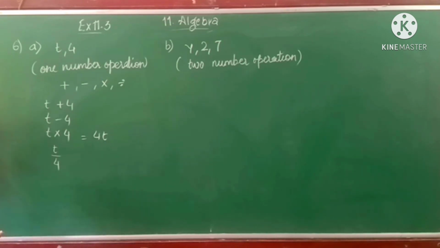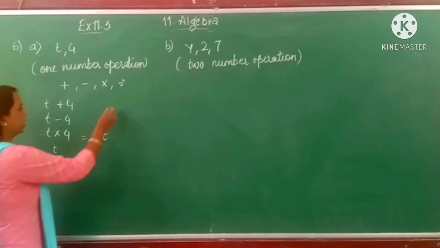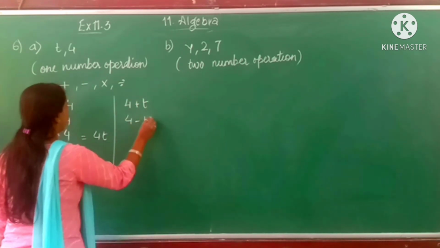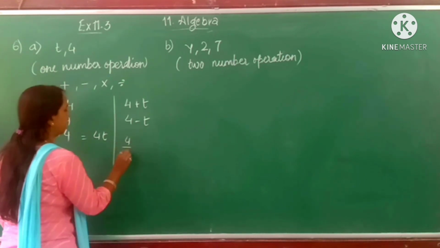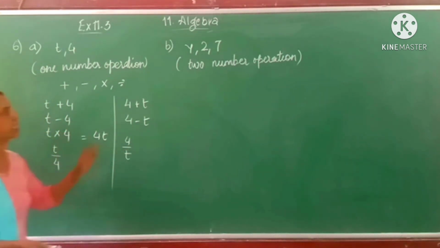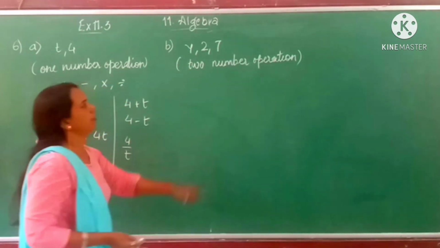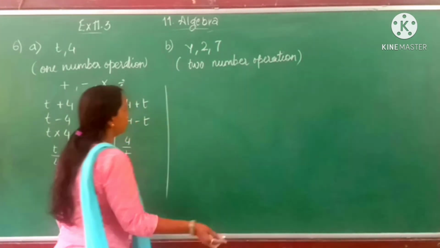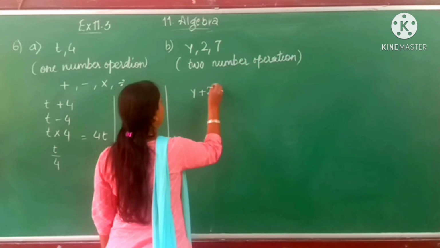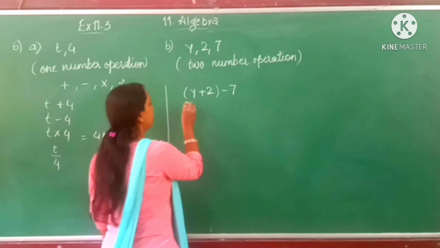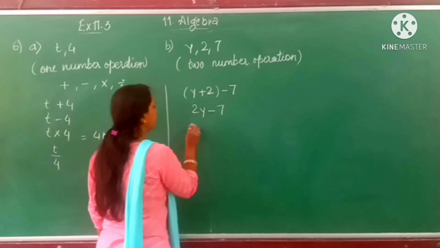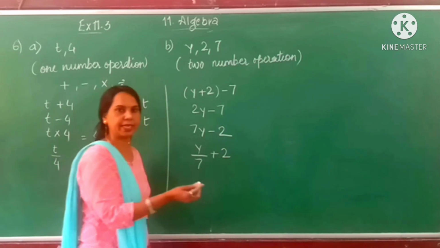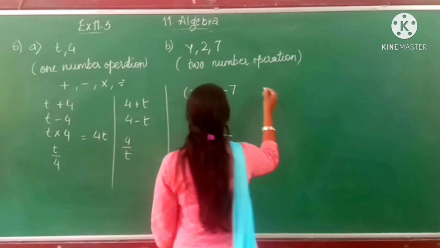Okay, this is one expression where t we have taken as first. Now we can take 4. So we can write 4 plus t, 4 minus t and 4 divided by t. Okay. Now next same question, you have to use the variable y and the number 2 and 7. Here the condition is we can use two operations together. So we can form it as y plus 2 minus 7, 2y minus 7, 7y minus 2, y divided by 7 plus 2, correct?